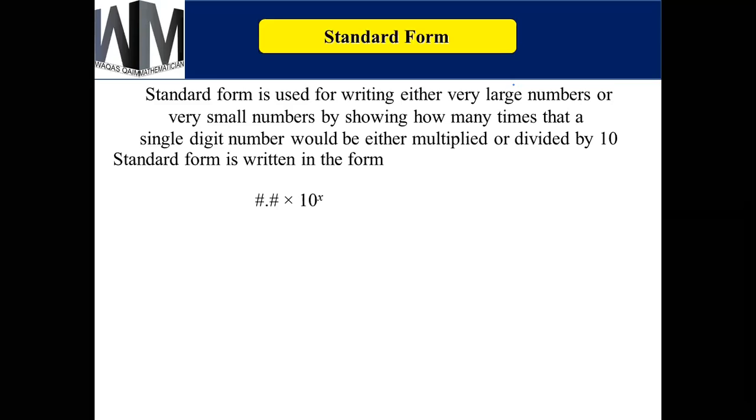So in the standard form, there must be a decimal point, and the decimal point must be written after the first digit, and the first digit must be non-zero. So if it is written 0.2, 0.2 is not standard form, because standard form cannot start with 0. And if it is 19, then 19 is also not the standard form, because it should be 1.9.